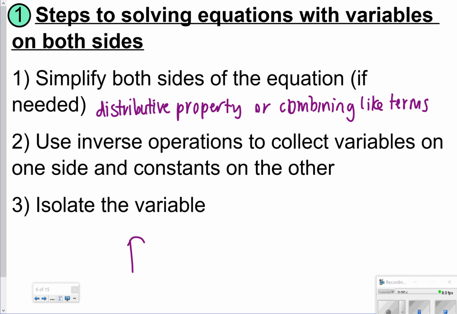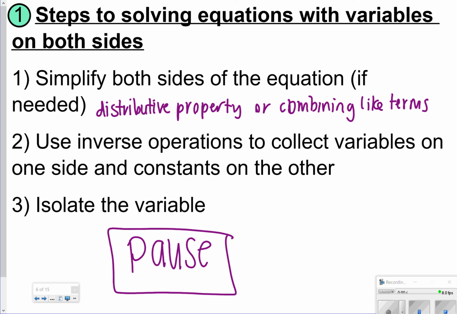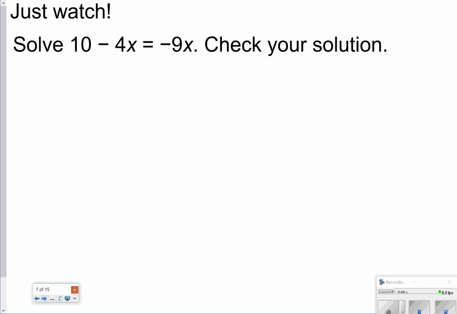Let's go ahead and take the time now to pause here so you can write down steps 1, 2, and 3. Once you're done, click play to see how it's done. All right, so the first thing we're going to see is this.